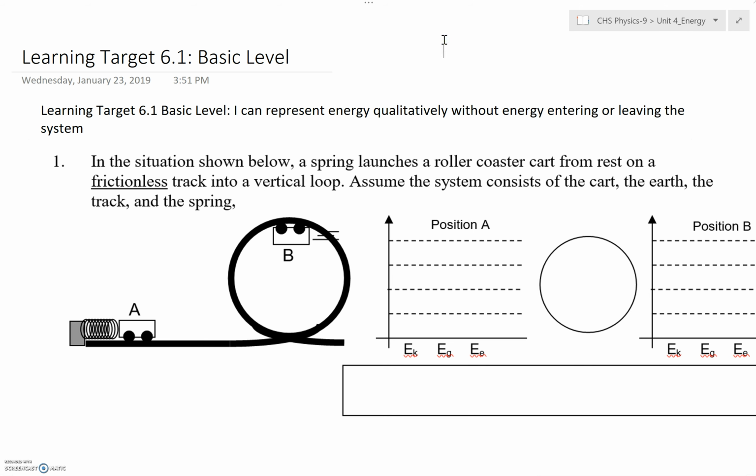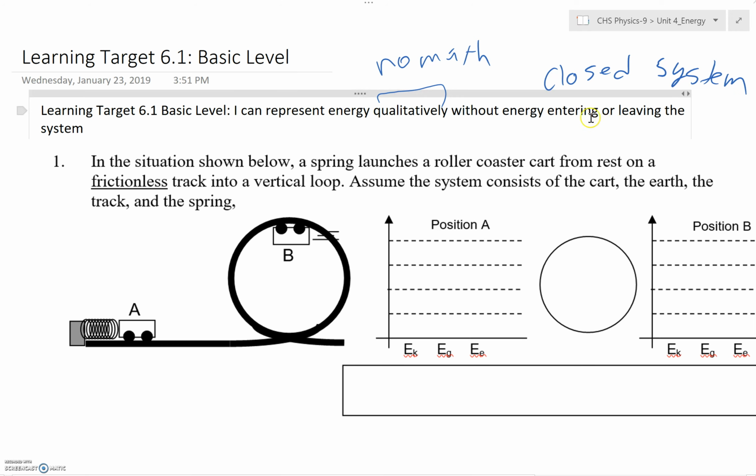Just as a reminder, the learning target is: I can represent energy qualitatively, which again means no math. I can represent energy qualitatively without energy entering or leaving the system. So really we're talking about a closed system. In this video, I'm going to do two examples of a qualitative problem that's a closed system. So here we go with number one.